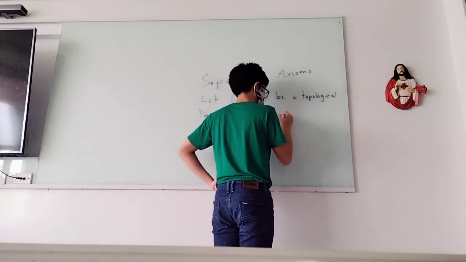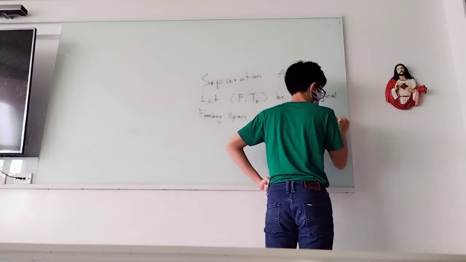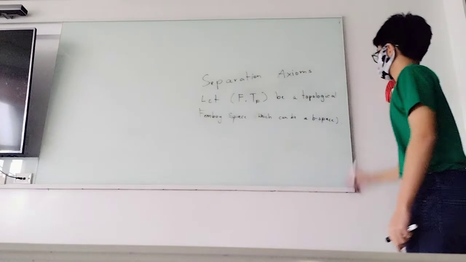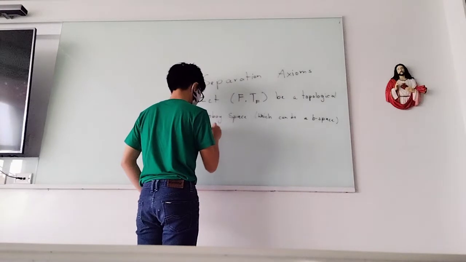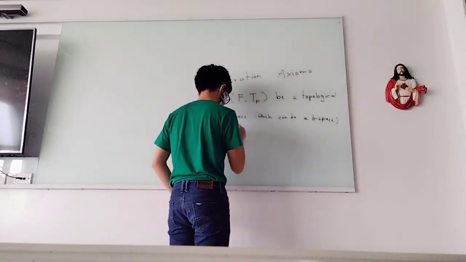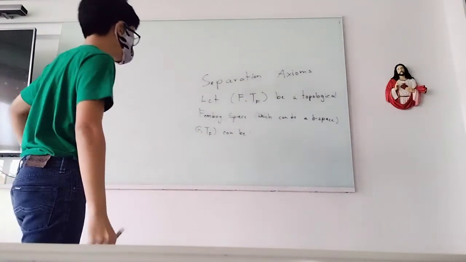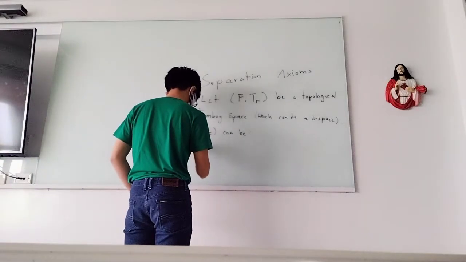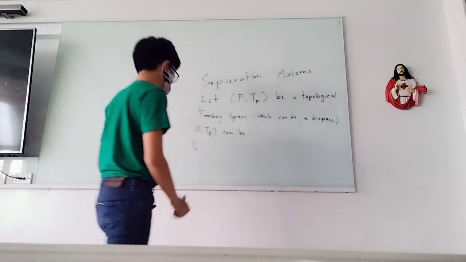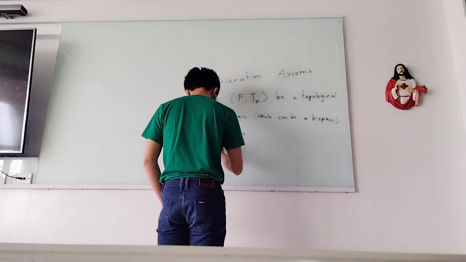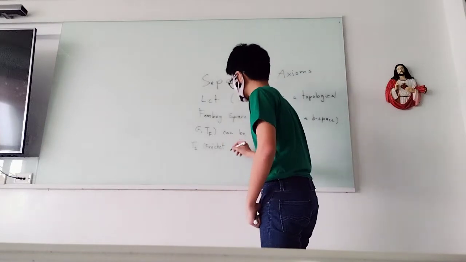F, equipped with its topology, can be, so the first separation axiom, which we call T1, also called a Fréchet space.